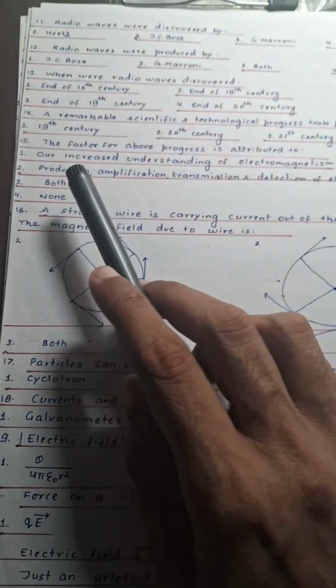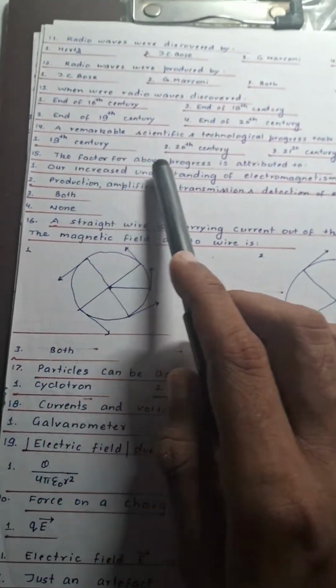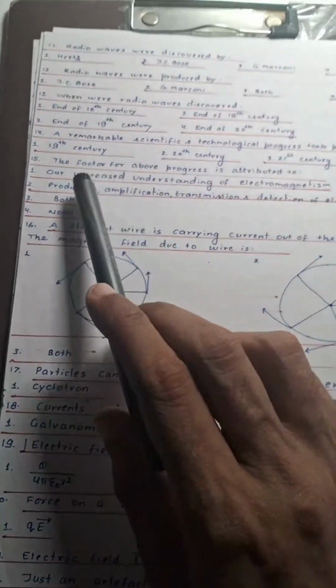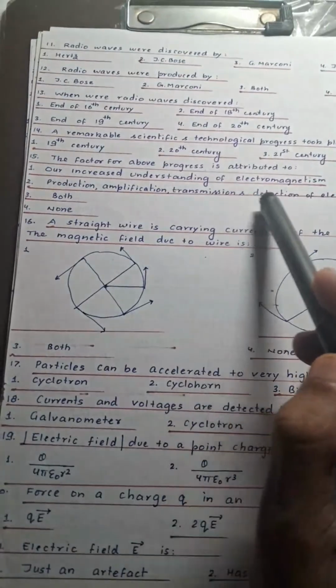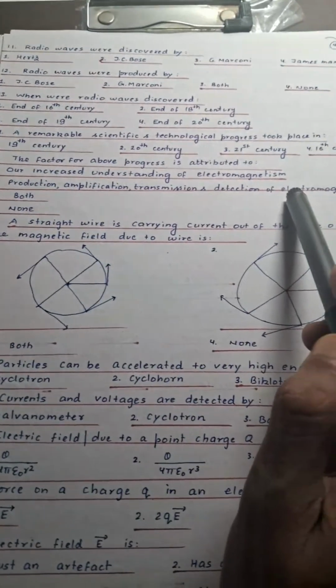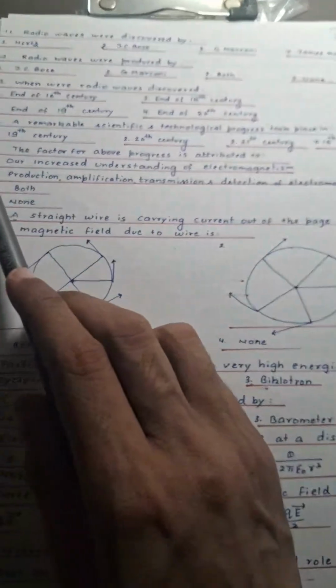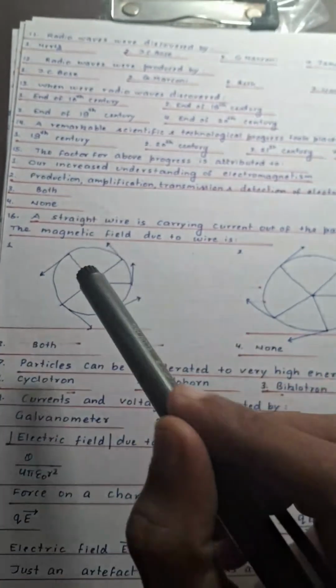So let's move on to the 15th question. The factor for the above progress is attributed to: first, an increased understanding; second, production, amplification, transmission, and detection of EM waves. Yes, so both of these are correct. So the third option is correct over here.